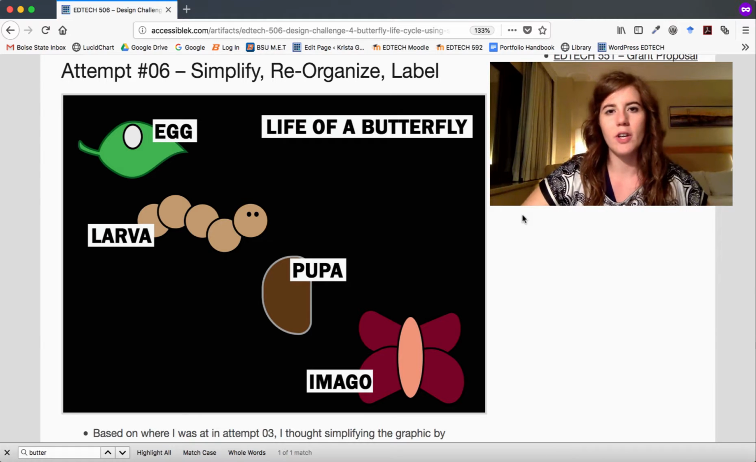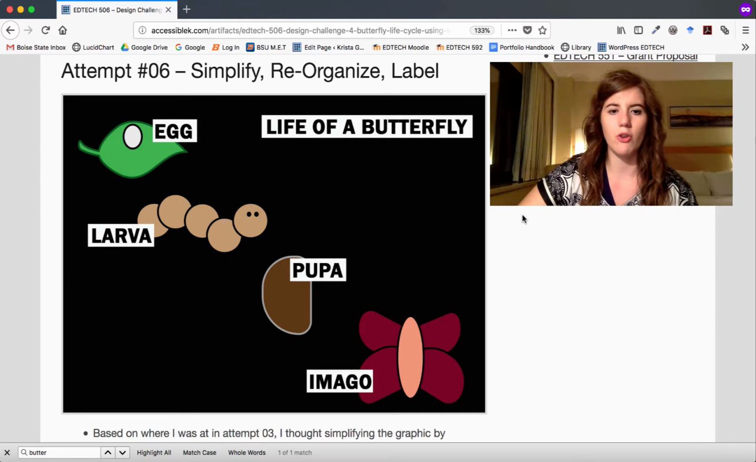But probably my favorite iteration is attempt number 6, where I had very simple designs, very clean. It provided very good contrast for my low vision viewers or students, where the black text is up against a white background, which is a pretty common color contrast example. And I also chose colors that would be distinctive.